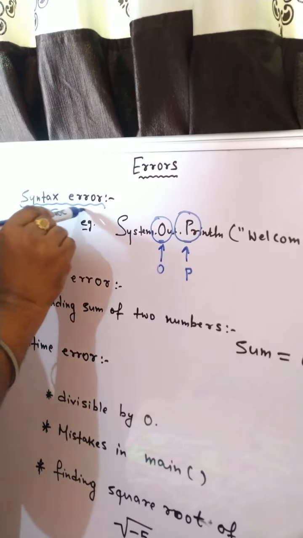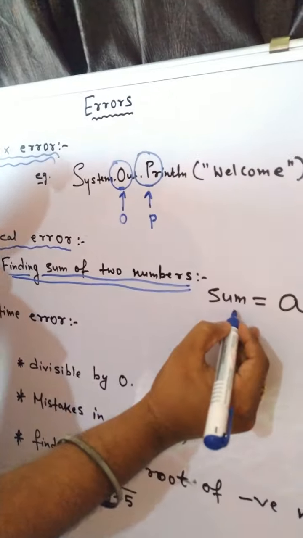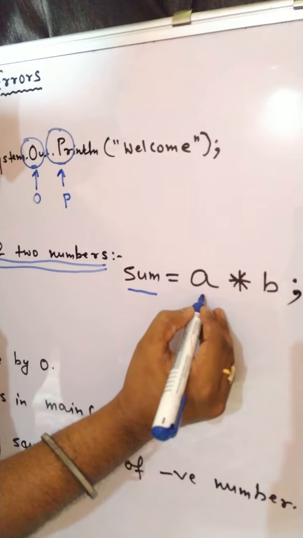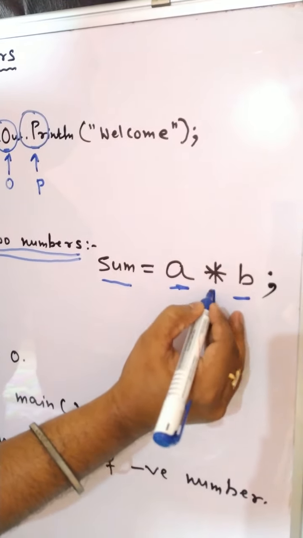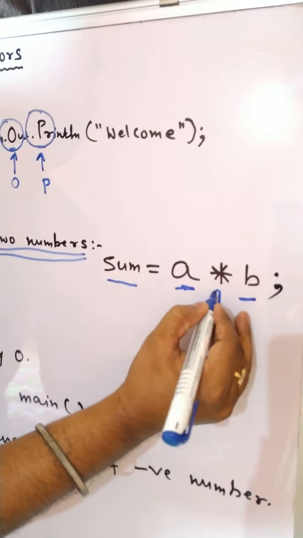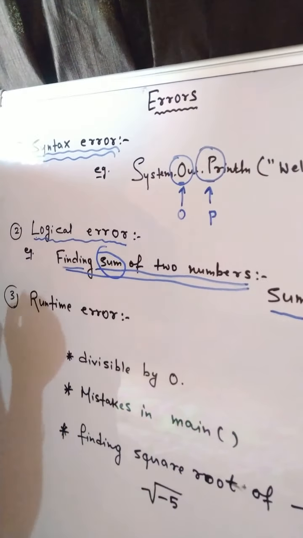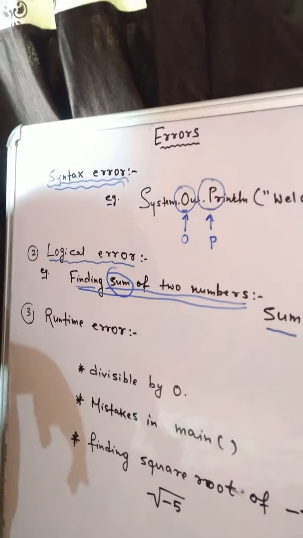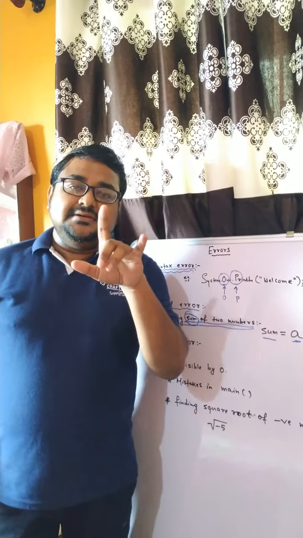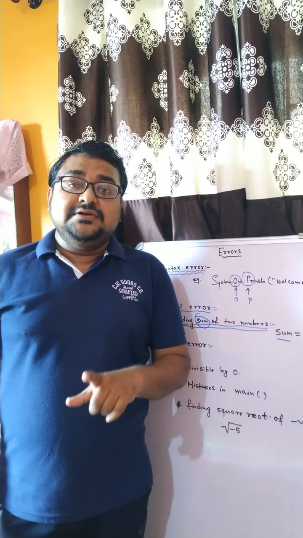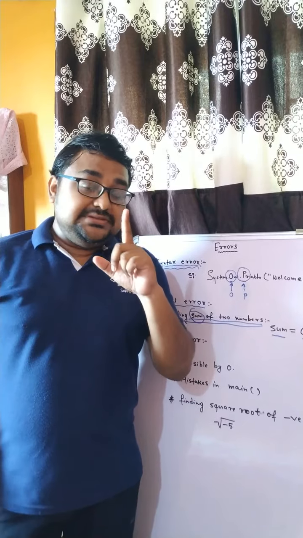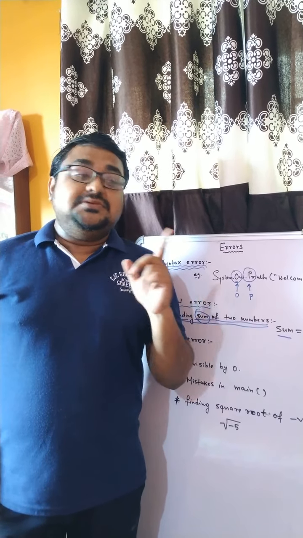For example, you see one example written by me: finding the sum of two numbers. And what is mentioned by me? Sum equals A asterisk B. Asterisk is for what? Asterisk is for multiplication. But we have to find the sum. The question is what? We have to find the sum. That means we are finding multiplication in place of finding the sum. So that particular thing is called which type of error?